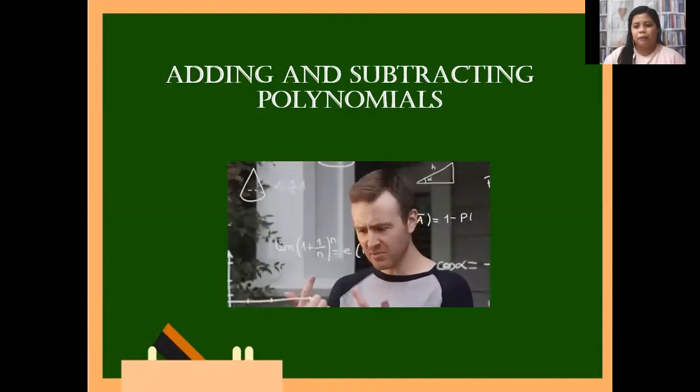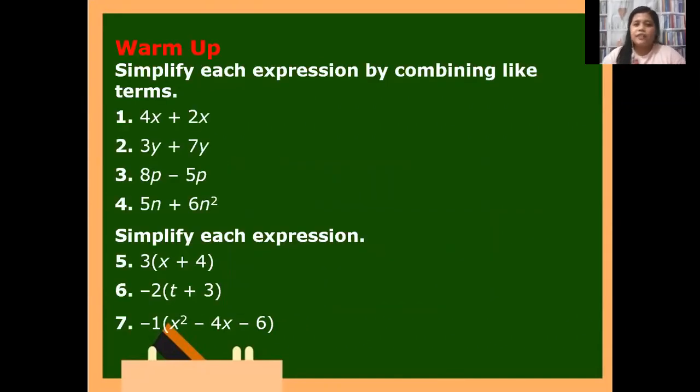Adding and subtracting polynomials. First up, let's have a warm-up about combining similar terms, which you already studied in grade 6. When you are combining similar terms, you have to remember that you only combine terms with the same variable and exponent. If they do not have the same variable and exponent, we cannot combine them because they are unlike terms. So again, we only combine terms with the same exponent. Let's try number 1.